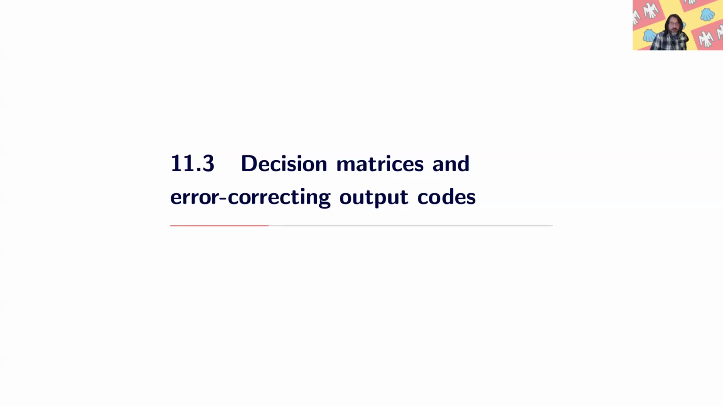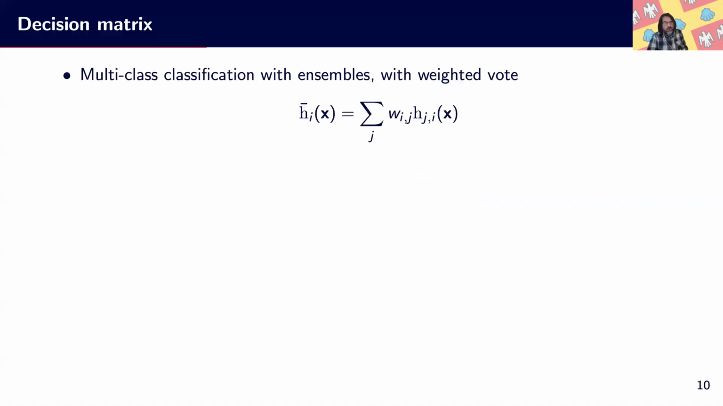Let's now talk about decision matrices and error correcting output codes. When we are dealing with multi-class classification with an ensemble, there is an interesting modeling based on weighted vote that allows us to adjust the vote according to the models, the basic members of the ensemble, and the classes. As such, we have a decision matrix that encodes the weights Wij.